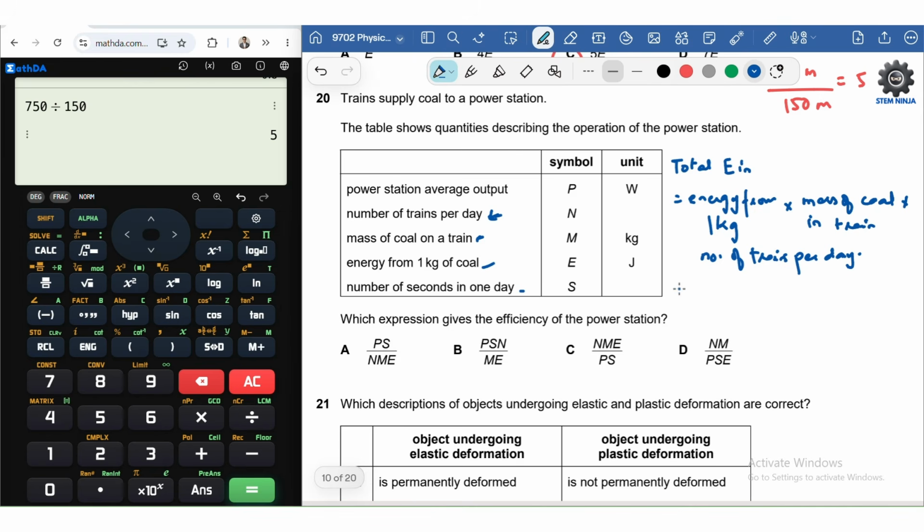Okay, so power input would be E or NME divided by S. Okay, so your efficiency would be power output over power input. So power output is P divided by NME over S. So PS over NME.